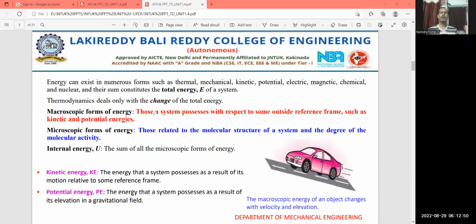The macroscopic energy is that which a system possesses with respect to some outside reference frame, such as kinetic and potential energies. Whereas the microscopic forms of energy are those related to the molecular structure of the system and the degree of molecular activity. Internal energy: the sum of all the microscopic forms of energy, you can call it the internal energy.